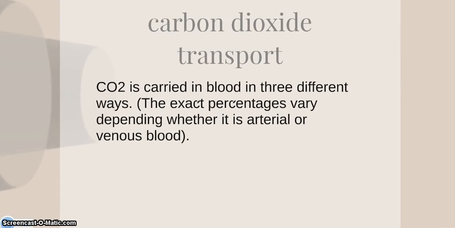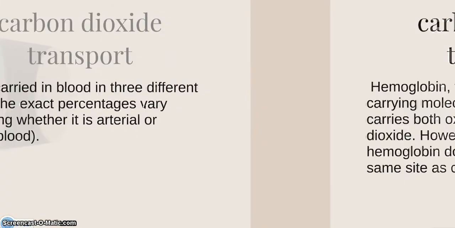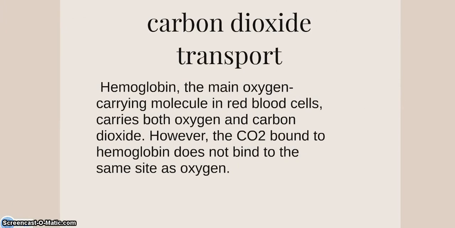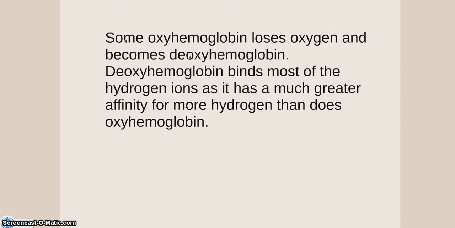Carbon dioxide transport. CO2 is carried in blood in three different ways. Carbon dioxide transport: hemoglobin, the main oxygen-carrying molecule in red blood cells. Some oxyhemoglobin loses oxygen and becomes deoxyhemoglobin. Deoxyhemoglobin binds most of the hydrogen ions as it has a much greater affinity for hydrogen.